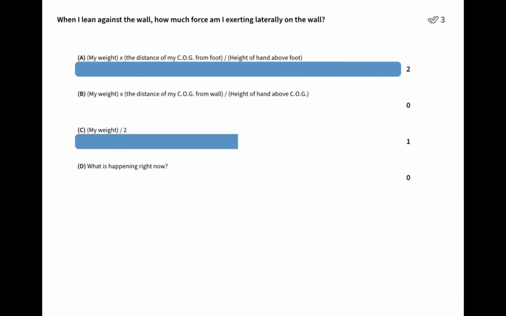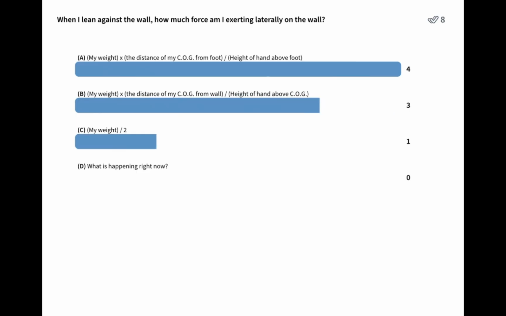We've got A, my weight times the distance of my center of gravity from my foot divided by the height of my hand above the foot. B, my weight times the distance of my center of gravity from the wall divided by the height of my hand above the center of gravity. And then I've got my weight over 2. And what is Taylor doing leaning up against the wall? And where is he going with this?